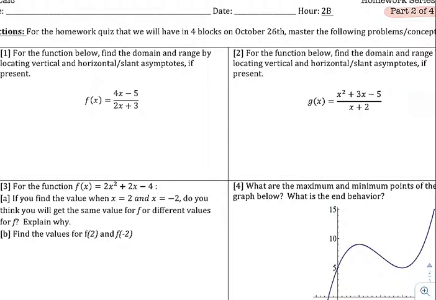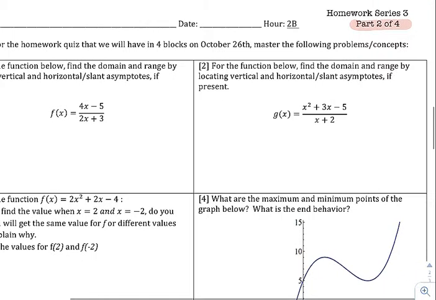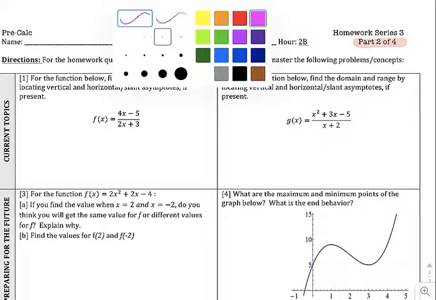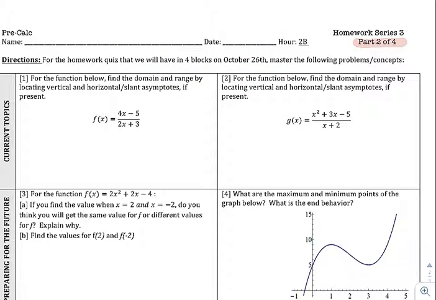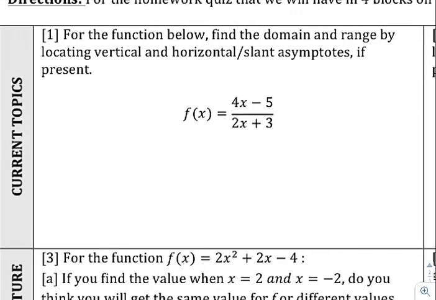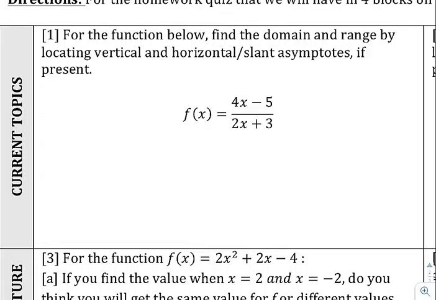Alright, let's go look at homework part 2 of 4 in homework series 3 in advance of our test on the 26th of October. For the function below, define the domain and range by locating vertical and horizontal slant asymptotes if present.